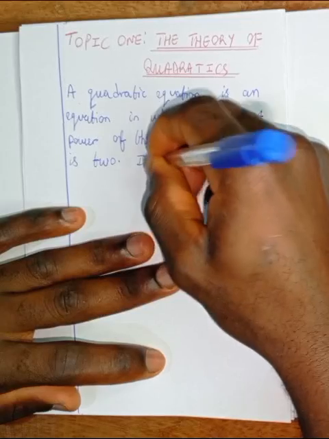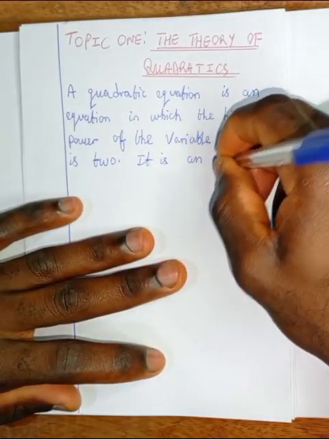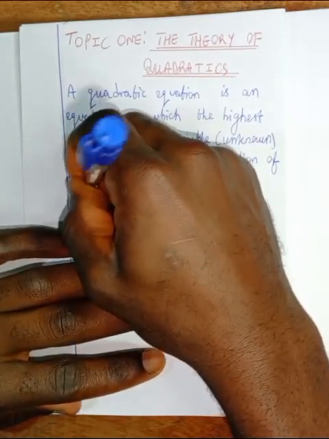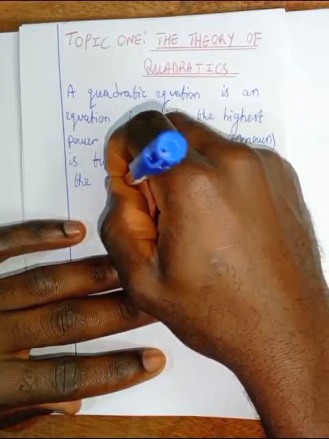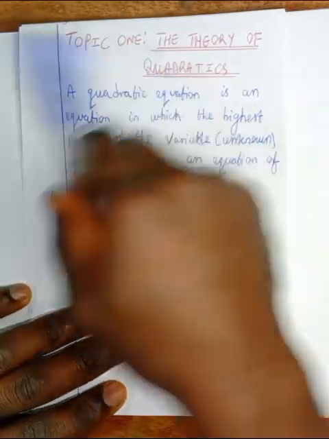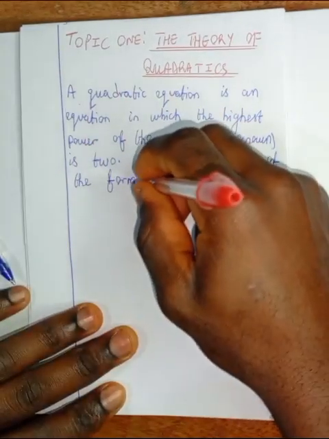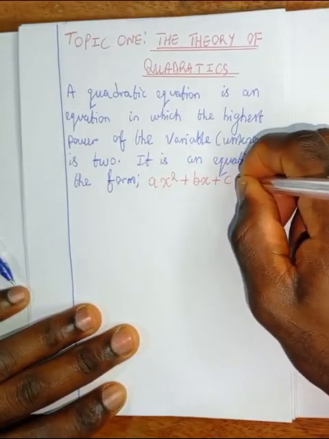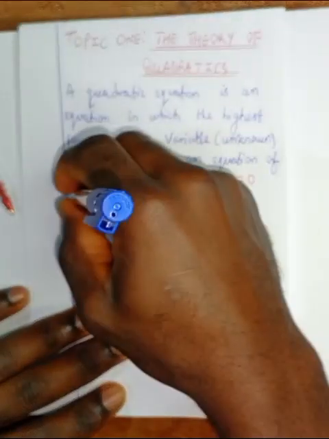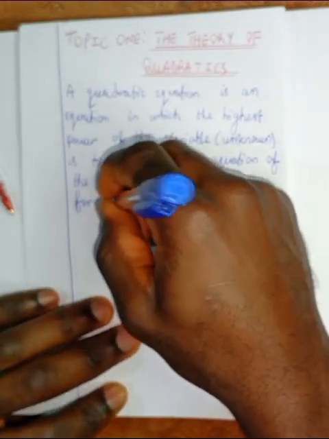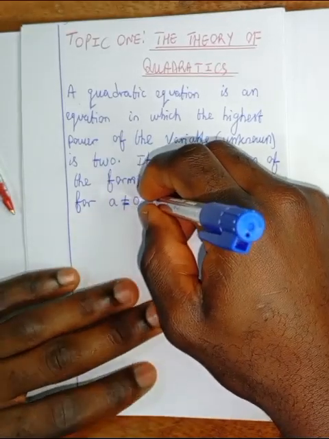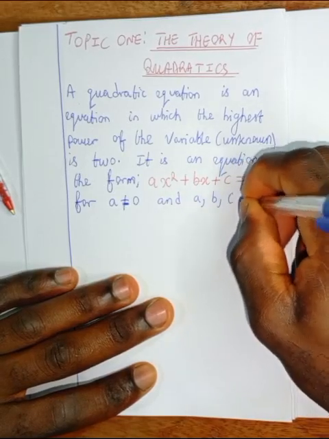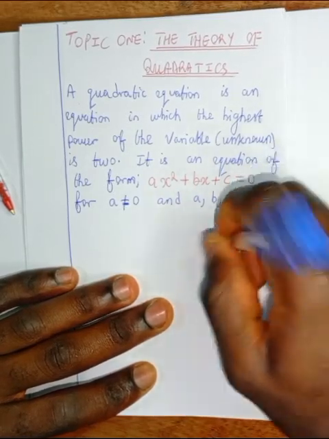It is an equation of the form, I'll write it down with a red pen, ax squared plus bx plus c equal to 0 for a not equal to 0 and a, b, c being constants. That means it belongs to the set of real numbers.